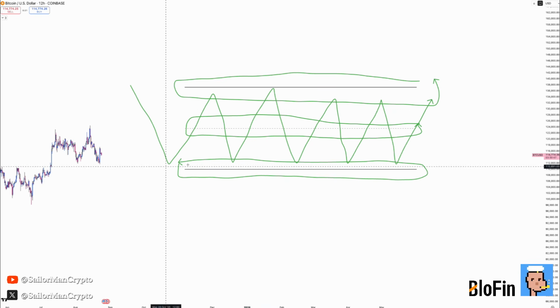So this is the normal dynamic of the range. So what happened is that a lot of people build short positions here.